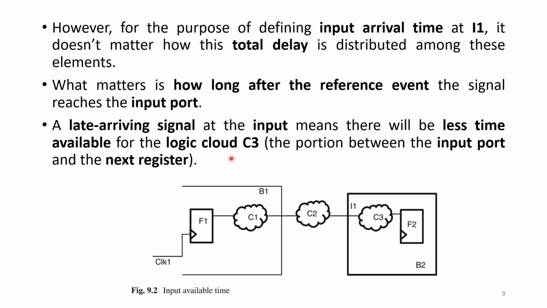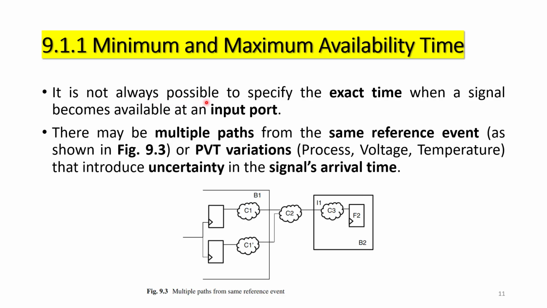So in order to understand this point, we need to see one of the examples. In the upcoming slides, I will show you that. Now let us see what are minimum and maximum availability time. It is not always possible to specify the exact time when a signal becomes available at the input port.